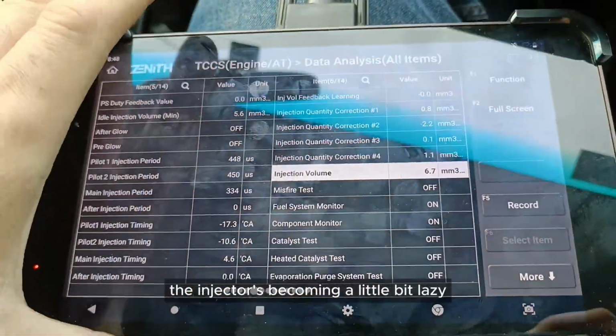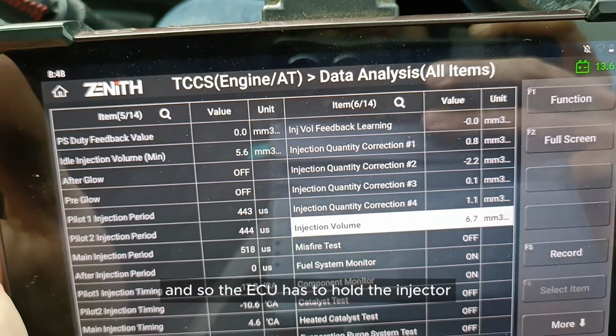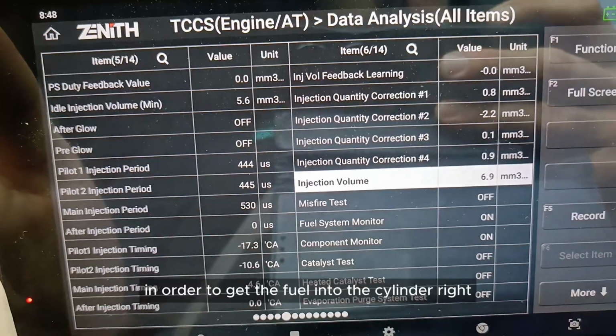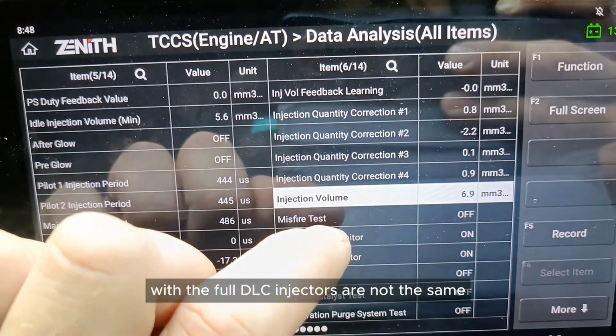And so the injector's becoming a little bit lazy at low rail pressure, which idle is. And so the ECU has to hold the injector open a lot longer in order to get the fuel into the cylinder, right? The newer ones with the full DLC injectors are not the same, however.